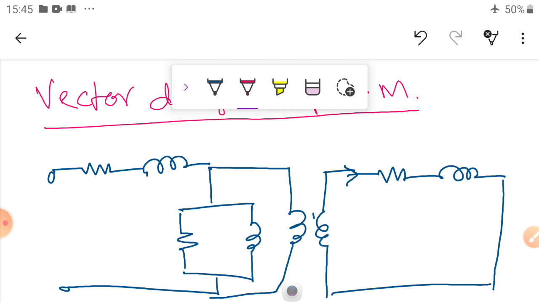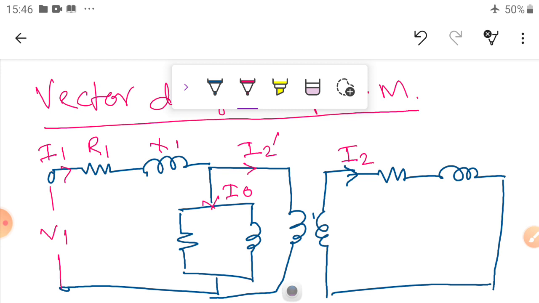What is this one? This is equal to V1, this is R1, this is X1. The current is I1. What is the current here? I0. What is the current here? Equivalent I2 dash. This is the I2 current. This is R2, this is X2, and this is E2.